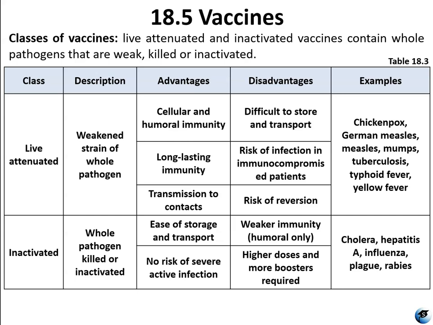Inactivated vaccines, examples of these are vaccines for cholera, hepatitis A, influenza, the plague, and rabies. Advantages of these are that they are easy to store and transport. There's virtually no risk of infection. The disadvantages are that there is a weaker humoral immunity and they require higher doses and more boosters.